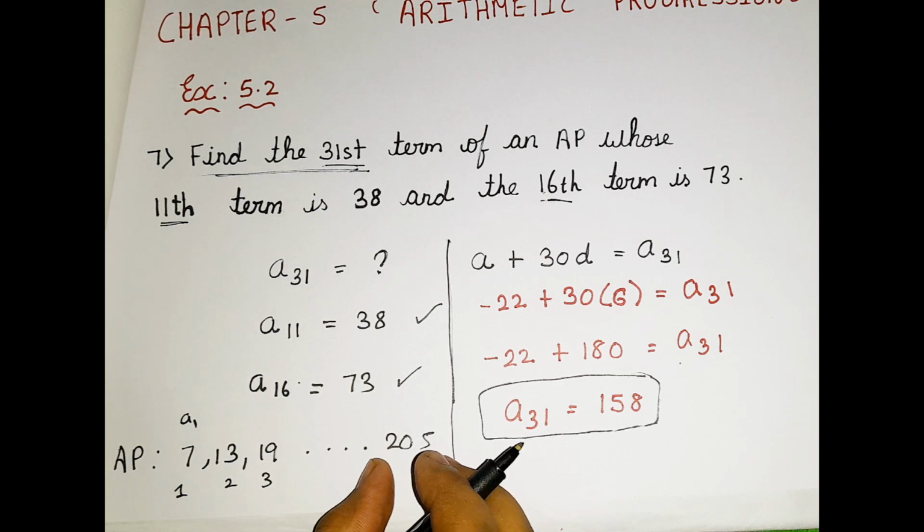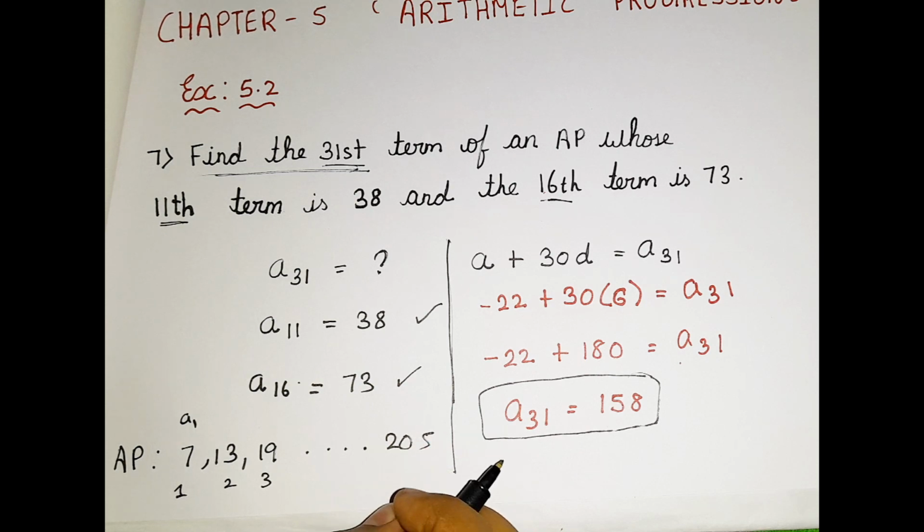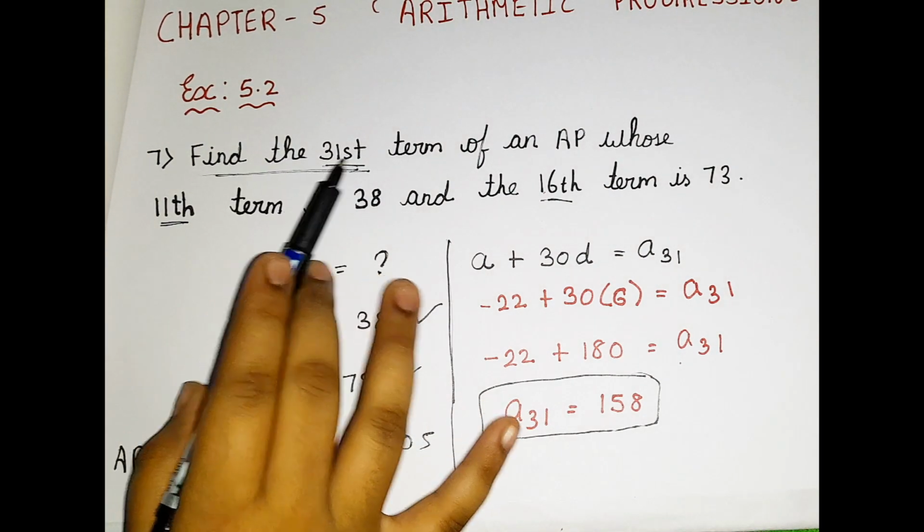Do you guys know in which term we'll get 205? What is the meaning of term? Term means, I just told, right? First term, second term, third term. So do you guys know in which term we'll get 205? Will we get it in the 8th term or 9th term? So it is a question mark, am I right? So we are supposed to find that. For that we'll use the formula an is equal to a plus bracket n minus 1 close the bracket into d. Okay, but here in this question we are supposed to find the 31st term.